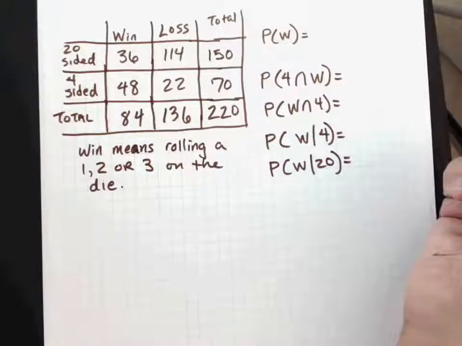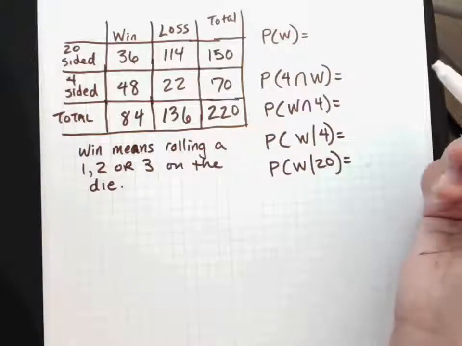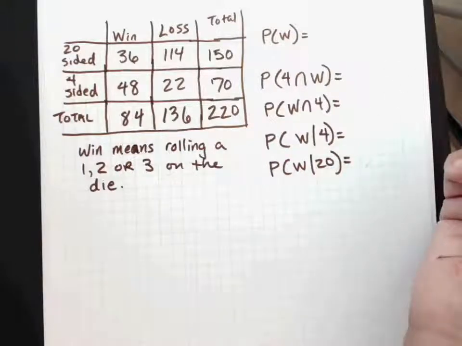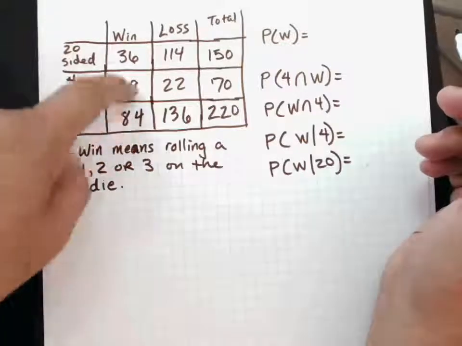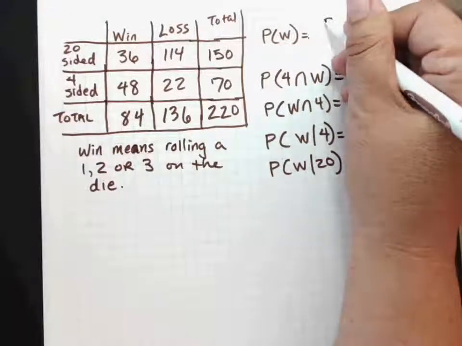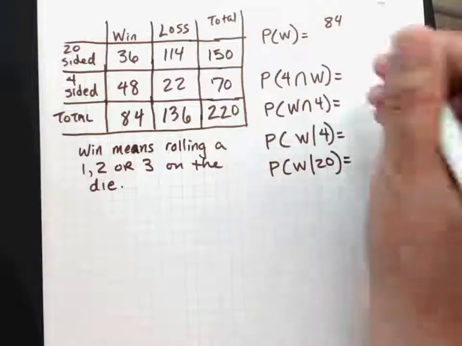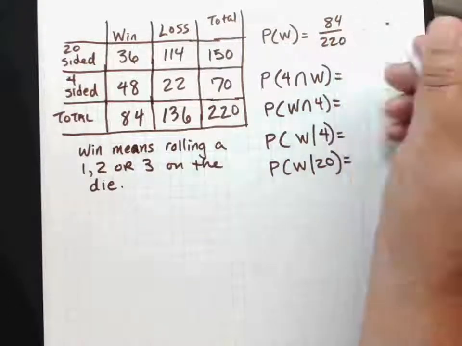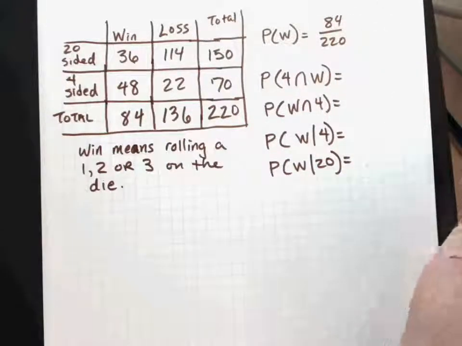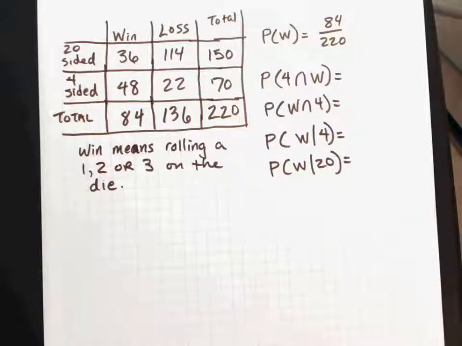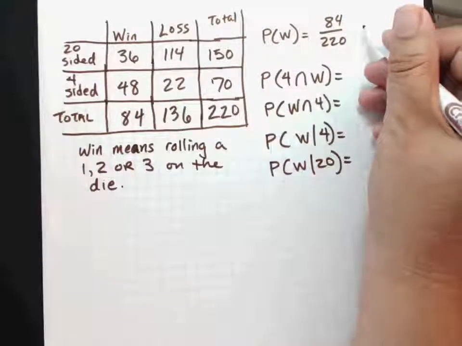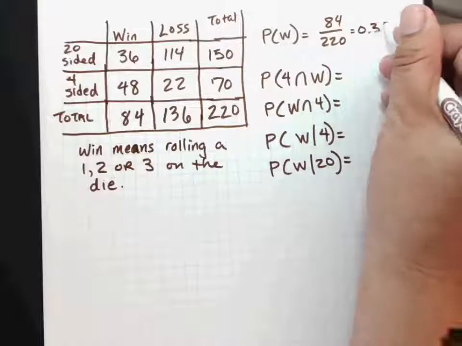All right, so looking at our rolls, what would you say is the probability of winning? Well, if I don't care what kind of die I need, I just need to know the total of wins, which would be 84. And out of how many rolls? 220, right? So that's the probability of winning. I can change that to decimal to make life a little easier. 84 divided by 220, and I'm going to do 3 sig figs, basically about 0.382.